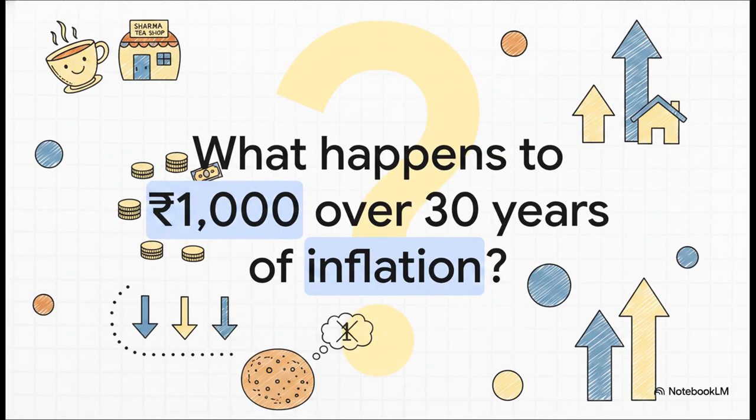To intuitively ground this mathematical erosion, let's just ask a simple everyday question. What actually happens to a specific amount of money, say 1,000 rupees, over a 30-year period? You've definitely noticed this in your own life. Think about Sharma Uncle's tea shop from our source examples. 10 years ago, a cup of tea might have been 2 rupees. Today, it's 6. Or consider that legendary 1 rupee college dosa that older generations are always talking about. There is literally no way you're getting anything for a single rupee today.